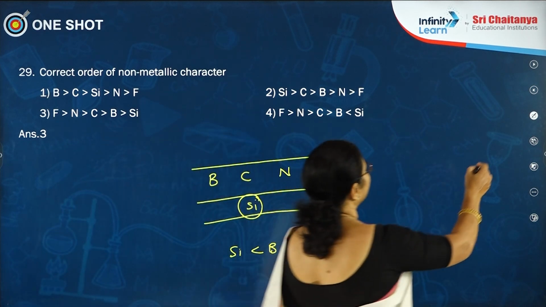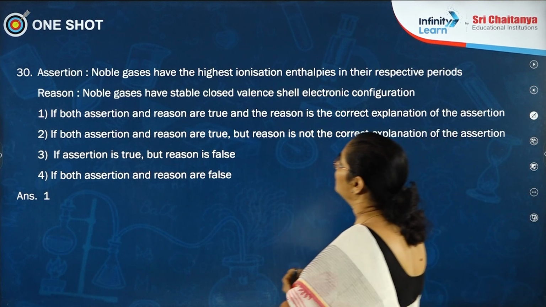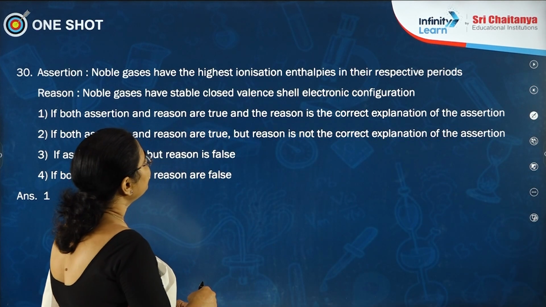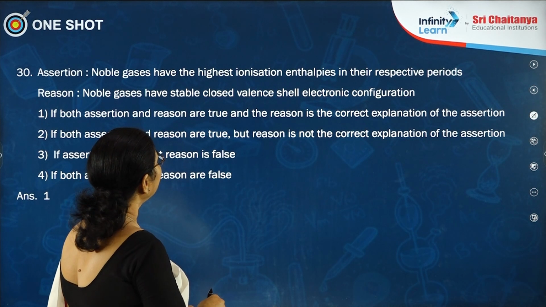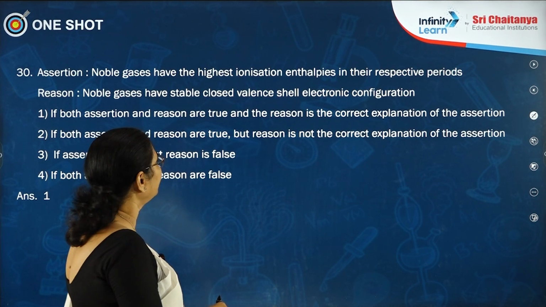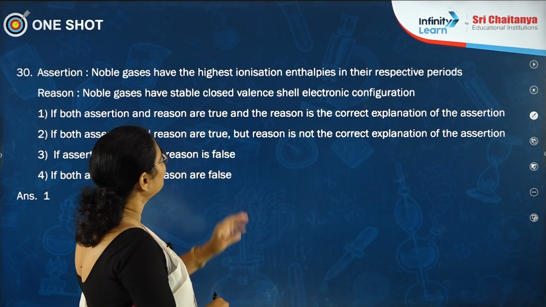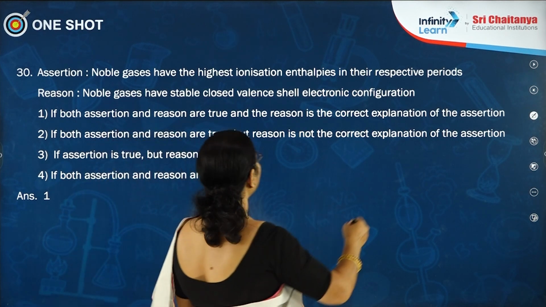Next. Noble gases have the highest ionization enthalpies in their respective periods. Absolutely correct. Noble gases have highest ionization potential because of their stable octet configuration, a stable closed valence shell configuration. Both are correct, correct explanation.